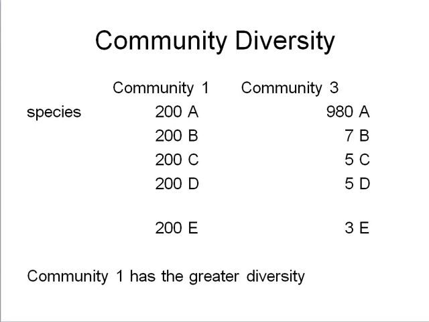Now let's compare two more communities. Community 1 again has 1,000 individuals evenly distributed among the 5 species. Community 3 also has 1,000 individuals and the same 5 species. However, Community 3 is dominated by Species A, which has 980 individuals, and very few individuals of Species B, C, D, and E.